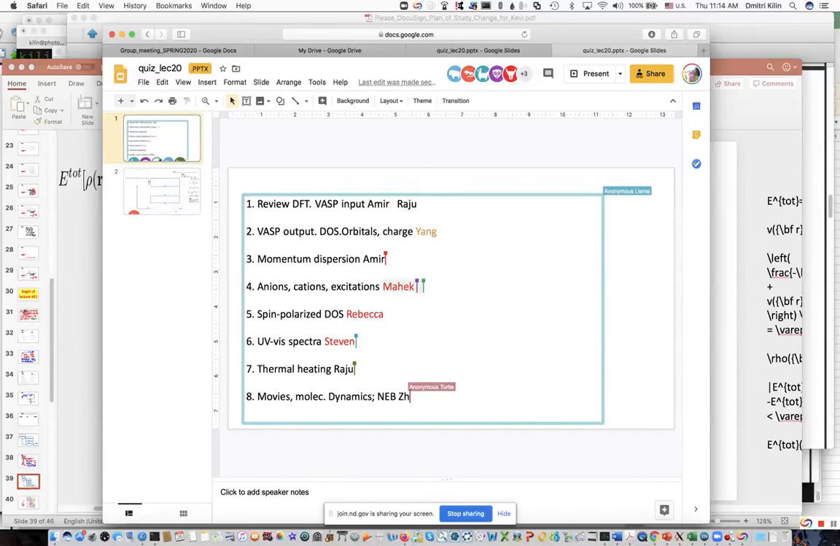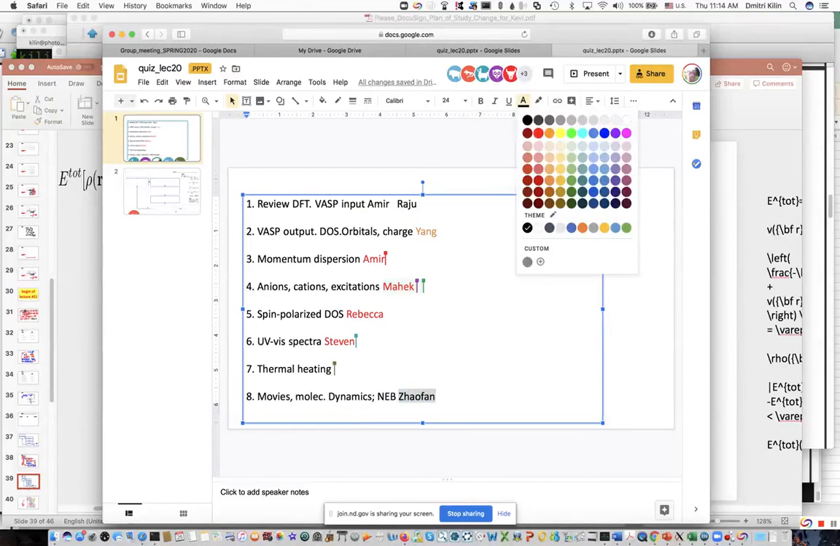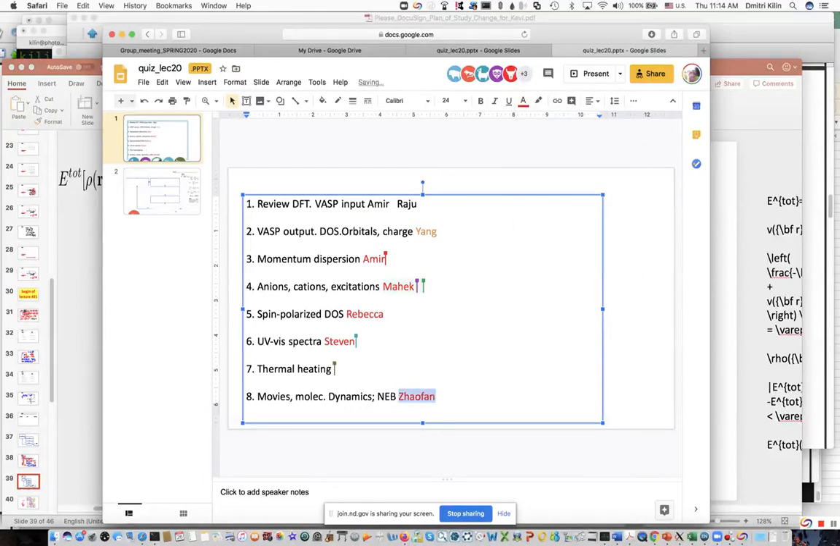Okay. Oh, Amir changed. Amir agrees. Zhaofan, thank you. I think the best choice, if I would be in the class, I would select either my primary choice will be 8 as Zhaofan, and my second choice will be number 2 as Yang Chao.